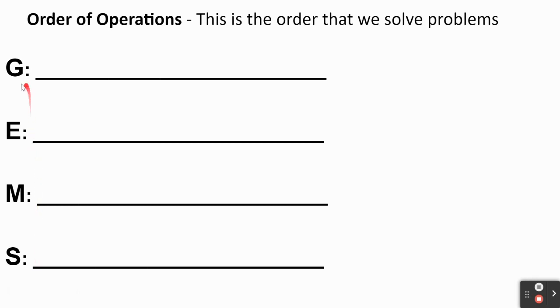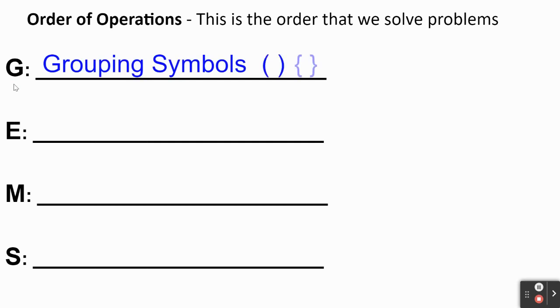So first let's talk about the G in GEMS. The G stands for grouping symbols. This might be parentheses or brackets. So if we see grouping symbols in our problem, we know to solve whatever is inside of the parentheses or brackets first. Then we move on to the E, which stands for exponents.